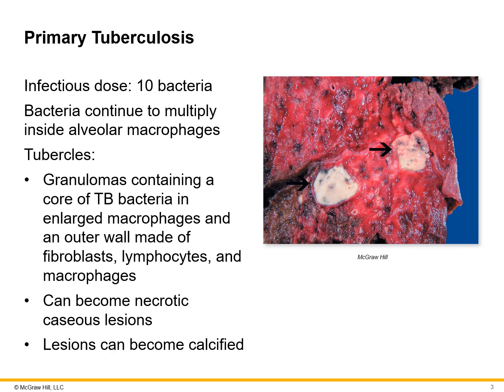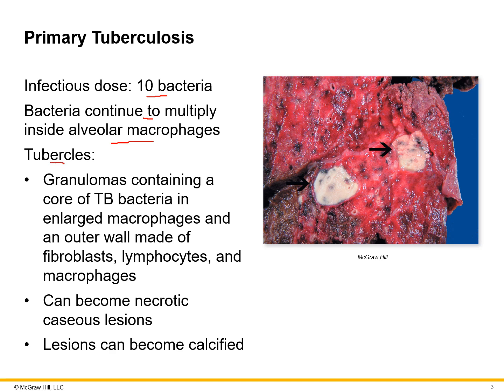So just looking at this primary tuberculosis, this is very virulent, so only about 10 bacteria are needed to cause an infection. So these bacteria continue to multiply inside of alveolar macrophages. So the immune system actually engulfs them, but instead of destroying them, this bacteria is able to withstand destruction, and they actually reproduce inside of there.